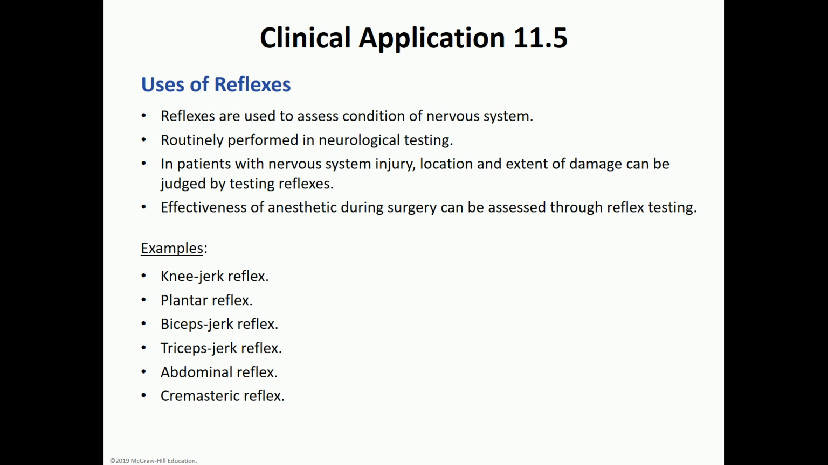So how do we use these reflexes? Well, we use them to assess the condition of the nervous system. We use it as part of a neurological exam. We use it to evaluate the extent of damage. So if somebody has maybe a spinal nerve injury or a stroke, we can use it to evaluate where the damage is, so the location of damage or the extent of it, how bad is it. We can also follow up.